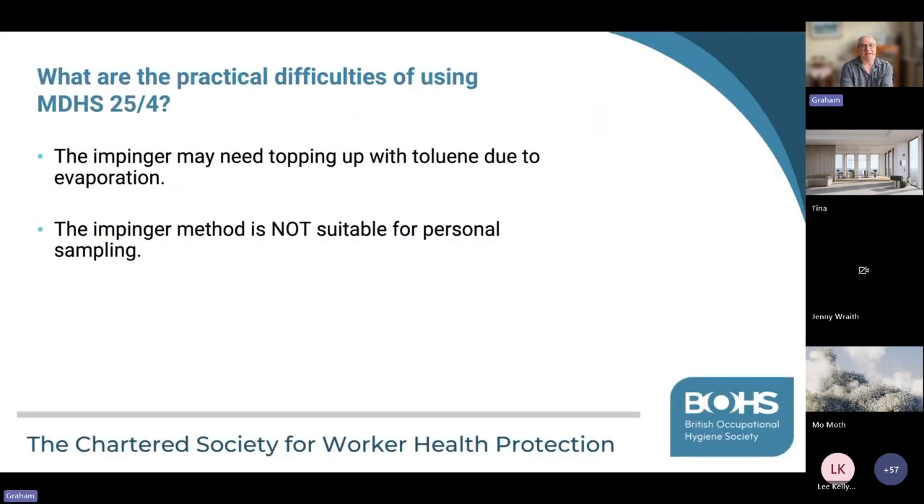So what's the practical difficulty of doing this? Well, the impinger may need topping up with toluene because that evaporates as you're passing air through the bubbler in the impinger. This is no big deal. It's a bit inconvenient, but hey, you keep your eye on it and you top up with toluene as necessary. The other disadvantage is the impinger method is not suitable for personal monitoring. Now, this is a big deal. This is one that really causes us difficulties.